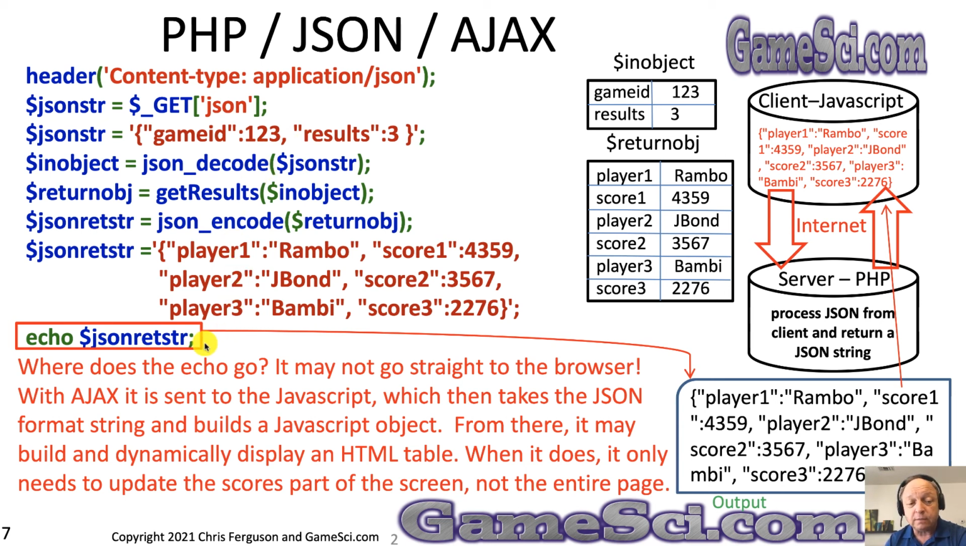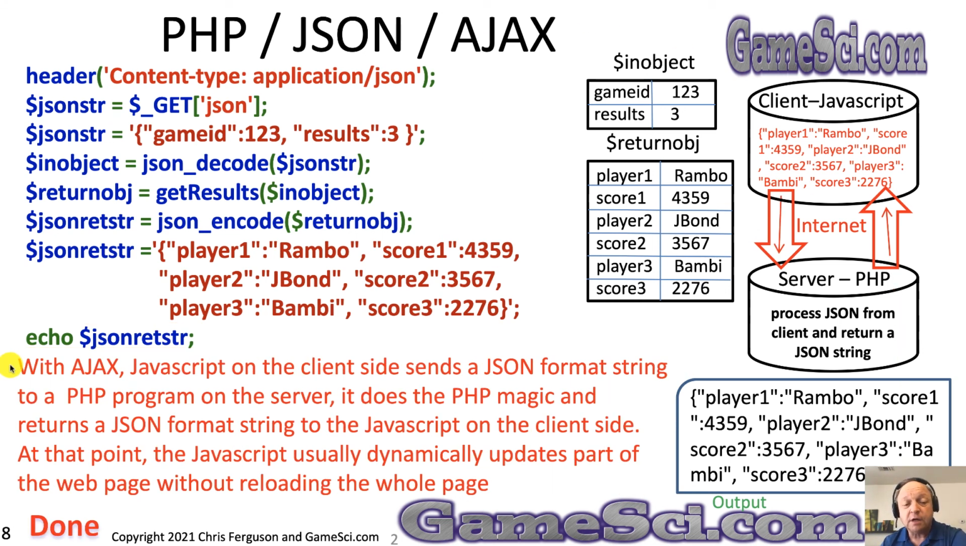Follow the arrow. The JSON return string goes to the output of the PHP program. This PHP program has declared it will output a JSON string, and that JSON string gets sent right back to the client. What does the client do with it? Usually, it displays it on the screen. It'll take that JSON string, build a JavaScript object, and output HTML to a specific part of the screen.